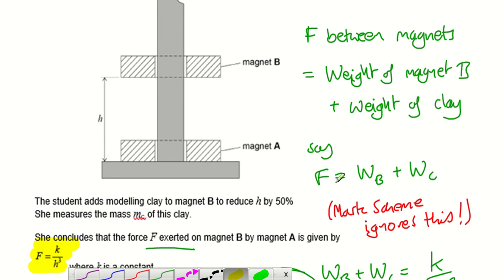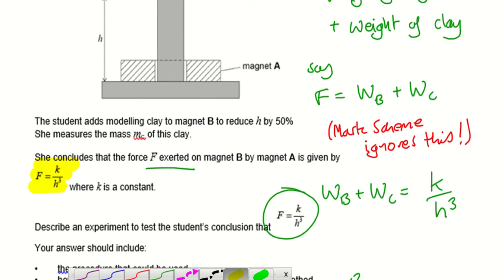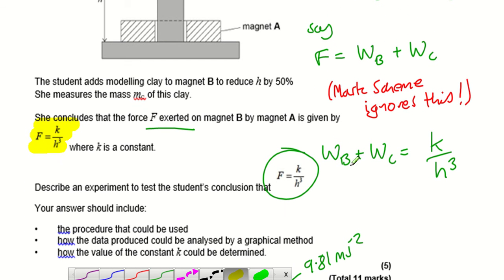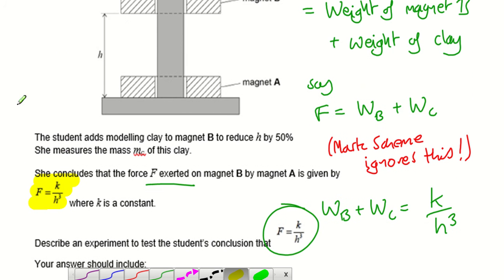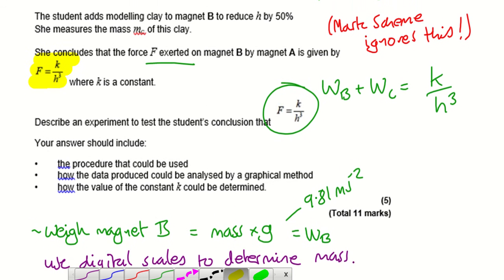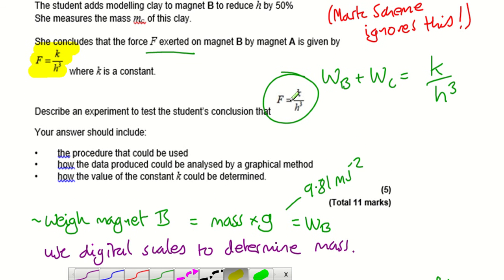So I've just said to myself, all right, well, the force is going to be the weight of magnet B plus the weight of the clay that they've added. I don't know why they ignore that. Anyway, I've said, right, describe an experiment to do this. So really, in terms of the force, it should be weight of B plus the weight of the clay is k over h to the third. And I still think that h should be the distance between them, but that's another story. Describe an experiment to test the student's conclusion.